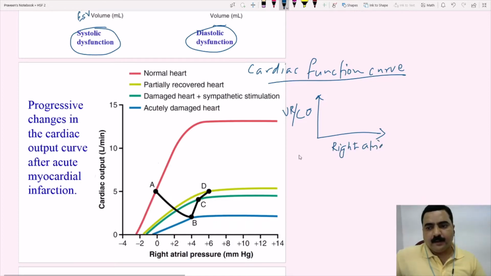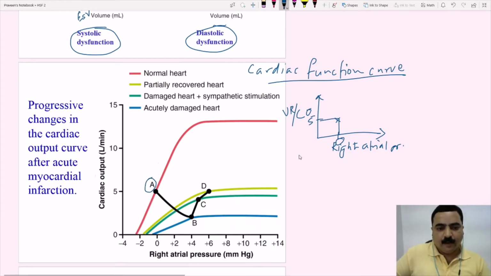The normal right atrial pressure is 0, and the normal cardiac output is 5. This is the point where they meet. In this graph, that point is represented by A. So the normal cardiac output is A, this is the 5 liter, and the normal right atrial pressure is 0. So this is the point at which it meets, approximately. That's the point A.